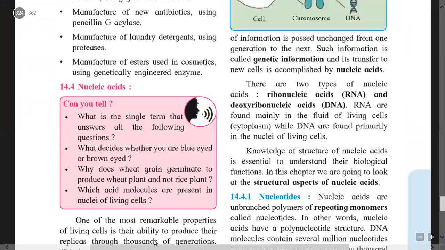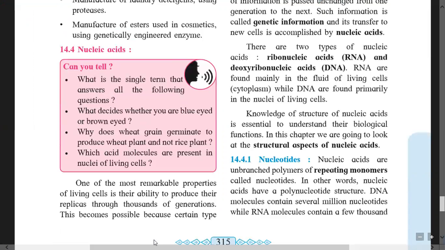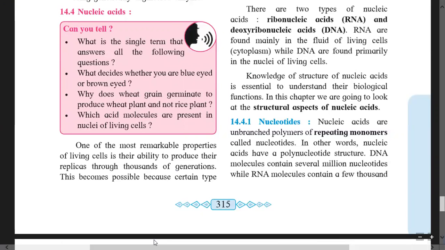Hello, good morning, students. Last time we had studied what are nucleic acids. So we know very well that the nucleic acids are DNA and RNA. These are the two types of nucleic acids. Today we will study the structure and the composition of nucleic acids.